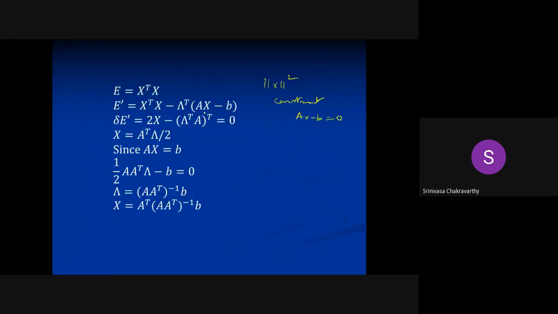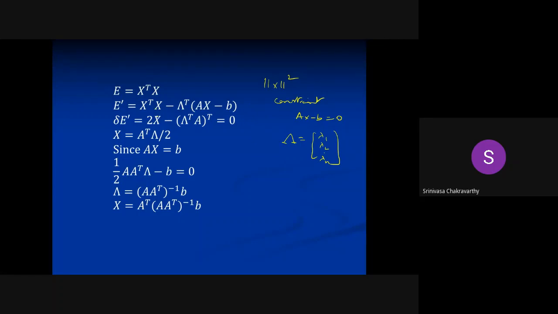Therefore, for each constraint, you need to have one Lagrange multiplier. So you need to have one lambda for each. This notation is actually uppercase lambda, which means lambda 1, lambda 2, etc., lambda n. When you do a dot product of that with respect to this, it is something like lambda 1 times the first equation plus lambda 2 times the second equation, and so on. So that is your E prime.